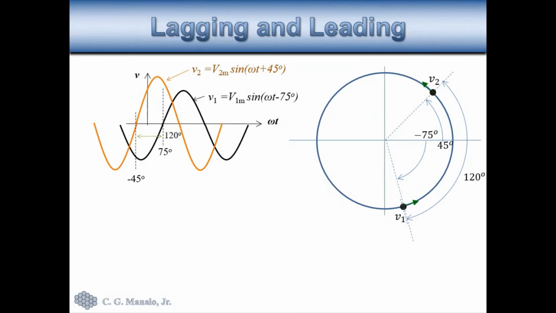Let's have another scenario here. So let's say we move v sub 2 and change its phase angle by 45 degrees. So we plot it in our circular racetrack. So here is v sub 1, here's v sub 2, and clearly the smaller angle between them is 120 degrees. And so therefore we can conclude that v sub 2 is leading v sub 1, or v sub 1 is lagging v sub 2 by 120 degrees.